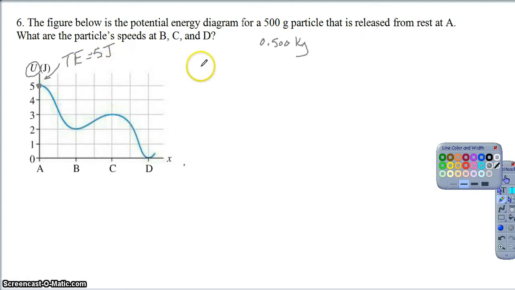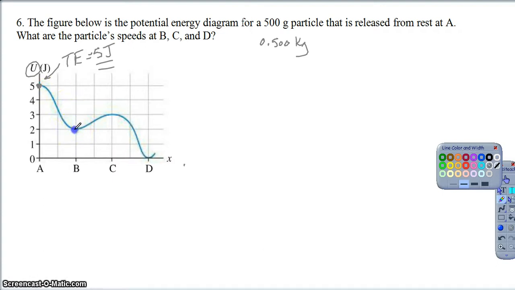Unless they tell us otherwise, we're assuming there's no outside force, no friction, air resistance, anything like that. And so what that tells me is the total energy would constantly be 5 joules. So as the potential energy decreases, what happens? Well, some of that potential energy goes to kinetic energy. So that's really the key to this. Once you're comfortable with that, this question is very easy.